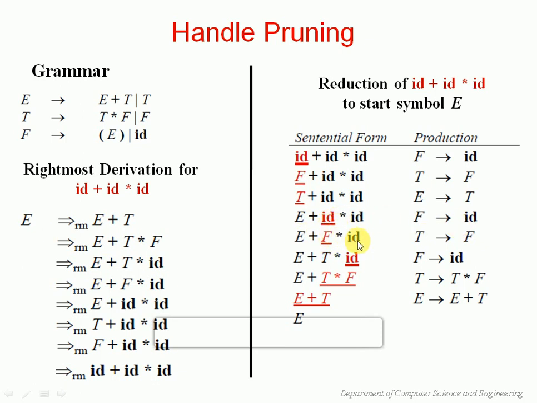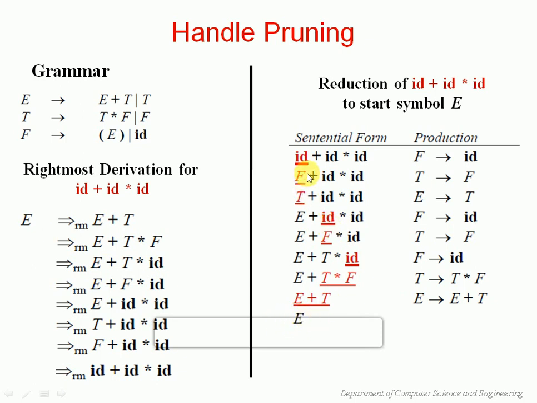Now again, from this sentential form, F is the handle, so you use T gives F. Now E plus T star id, in this string id is the handle, gets replaced using F. Now E plus T star F, from this string T star F is the substring which satisfies a handle, so T star F is the handle, it gets reduced to T using this production, which makes it E plus T. So E plus T is the handle here, and it gets replaced by E, so that you reach the start symbol.